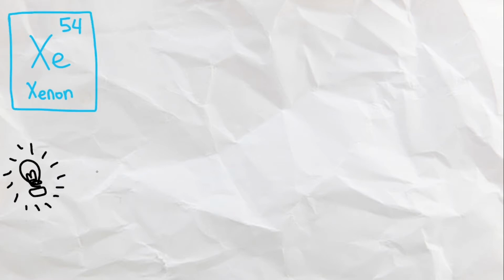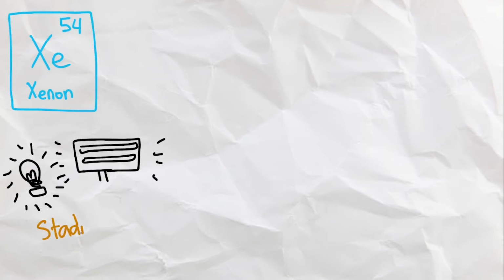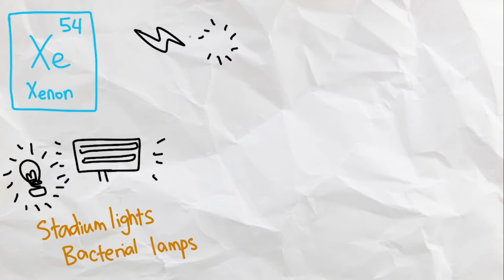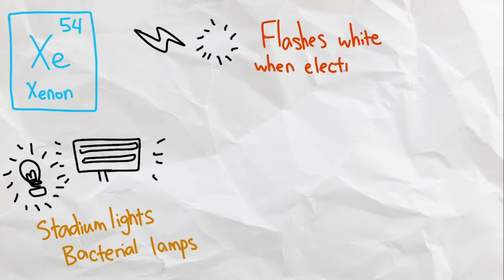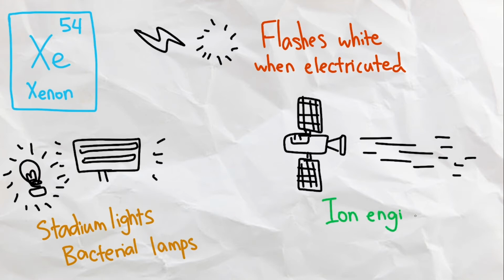Next, we have xenon, a noble gas used in many high-intensity light sources, such as stadium lights and antibacterial lamps, because it flashes a very intense white light when electrically excited. Another use of this element is in ion engines, which are used in several satellites and hopefully bigger spacecraft in the future.